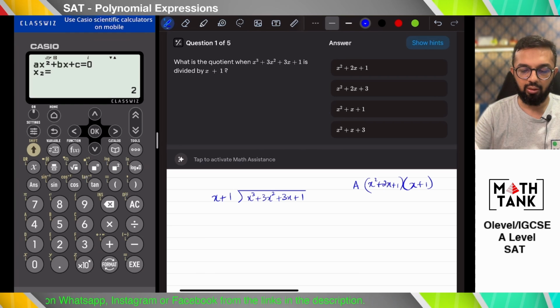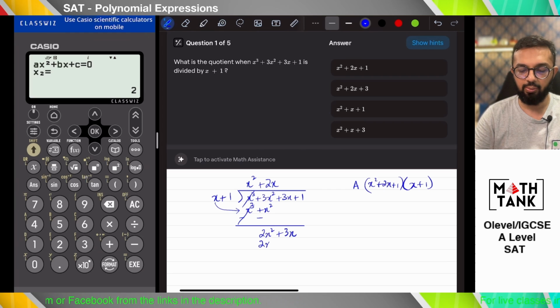I am going to do a long division. So I'm going to multiply by x squared first to get x cubed. But I also get a complementary term: 1 into x squared gives me x squared. I subtract them and I end up with 2x squared. And then I bring another term down, plus 3x. Now I need to multiply with 2x to get 2x squared. But I also get a complementary term, that's 2x.